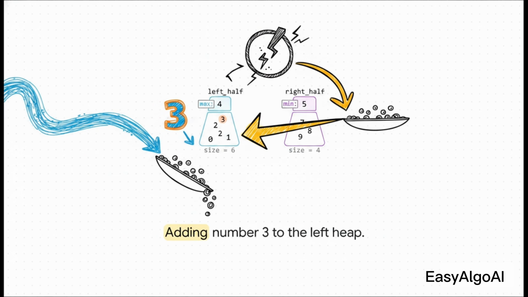Suddenly, a wild number 3 appears. Now, because 3 is less than our left heap's maximum of 4, it rightfully belongs in that left half, so we drop it in. But take a look at what just happened to our sizes. The left heap now has 6 elements. The right heap has 4.